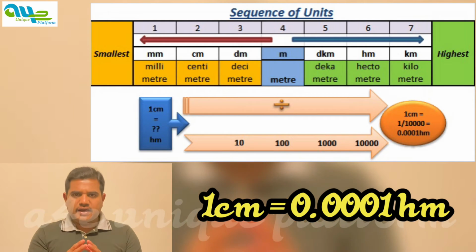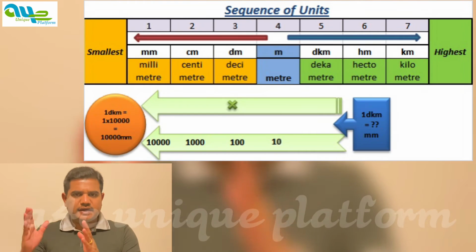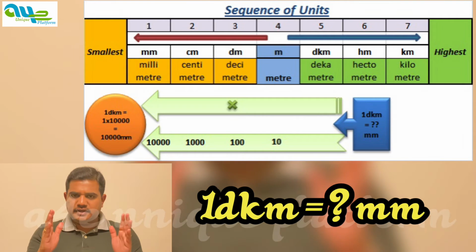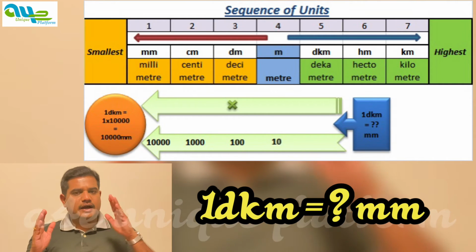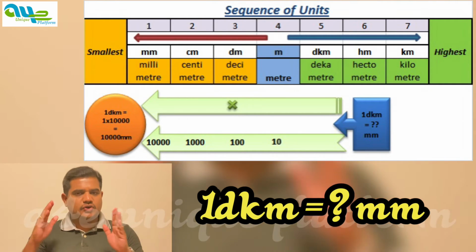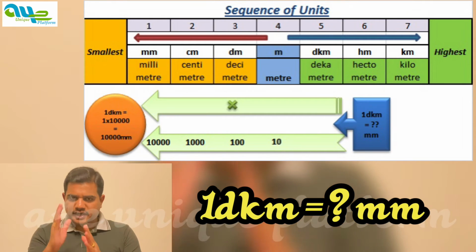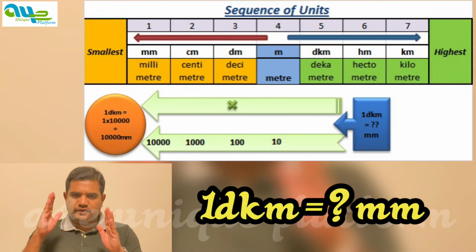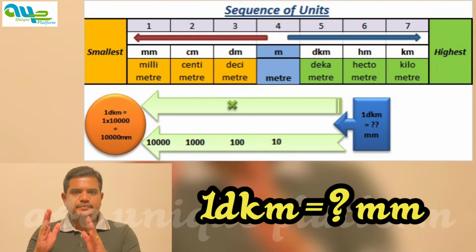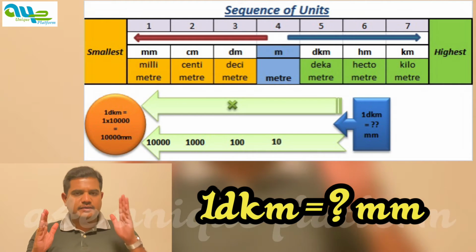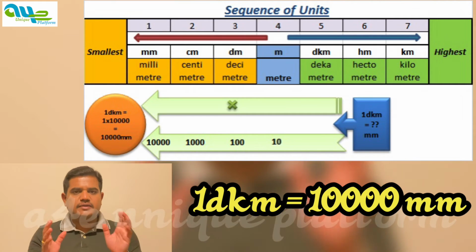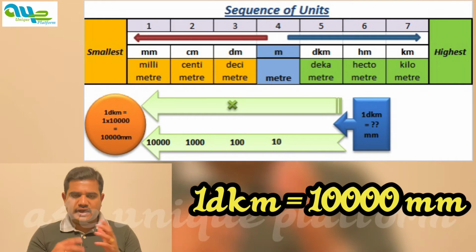In the same way, 1 decameter equals how many millimeters. Decameter is in the 5th position and millimeter is in the 1st position. So highest to smallest is multiplication, and for the factor, decameter is in the 5th position, so 4th position 1 0, 3rd position another 0, 2nd position another 0, and 1st position another 0. Totally, 1 decameter is equal to 10,000 millimeters. So we are able to derive it very easily.